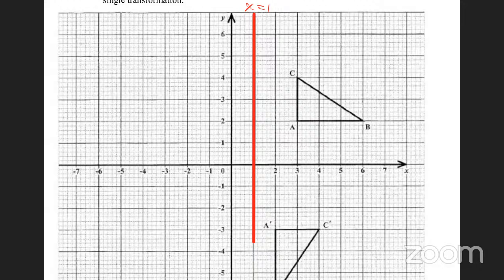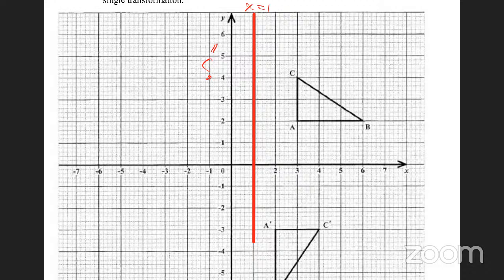Same distance, right? So how far will C double prime be from that line? In terms of blocks. 2 blocks. So C double prime is right here. Y'all seeing that?